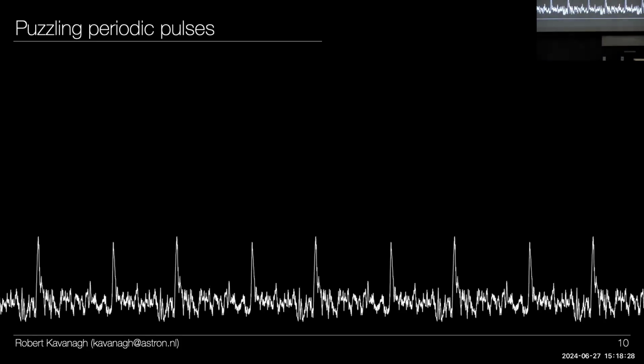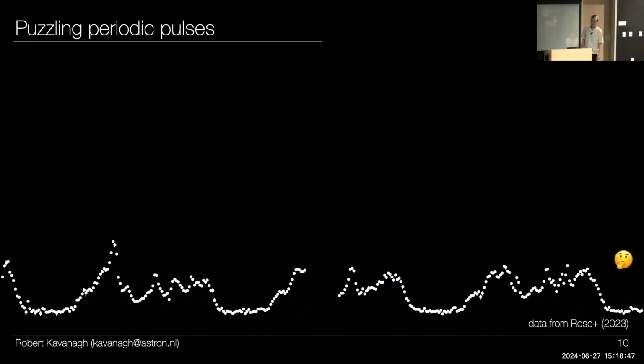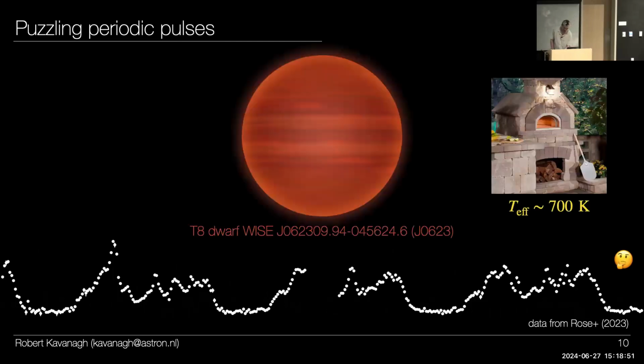Onto the actual object that I want to talk about in two minutes, apparently. This is, you might remember, the typical light curve of an ultra-cool dwarf. But the object that I've been interested in for the last while looks something more like this. This is very strange. So what is going on here?